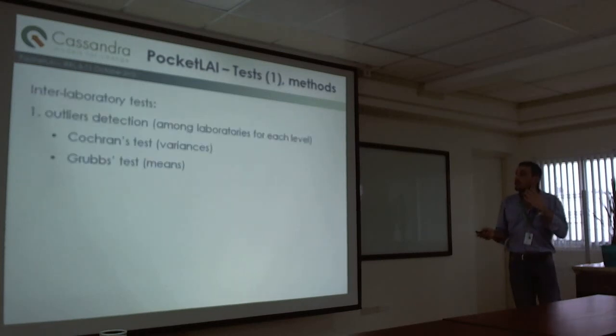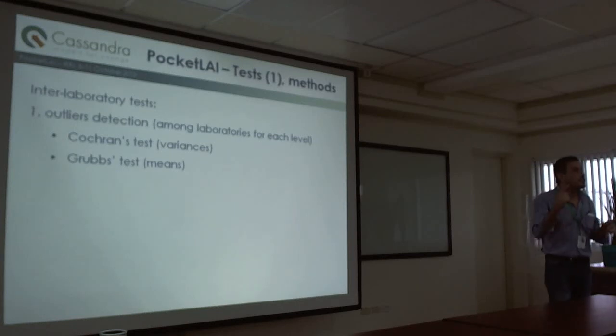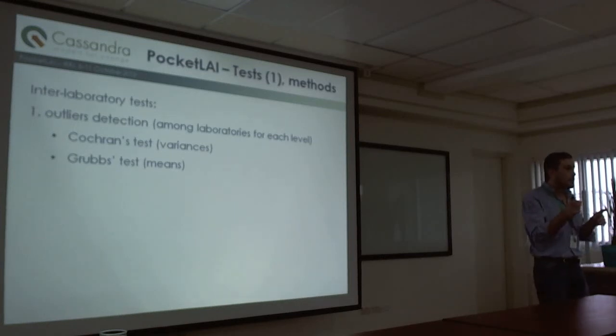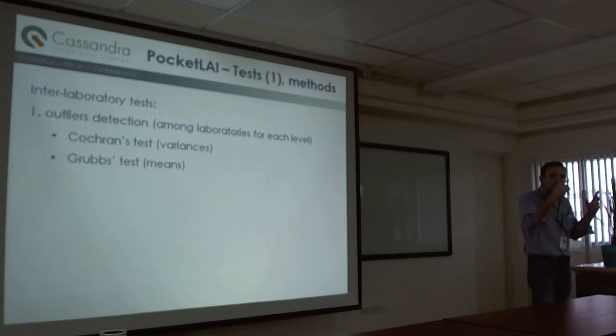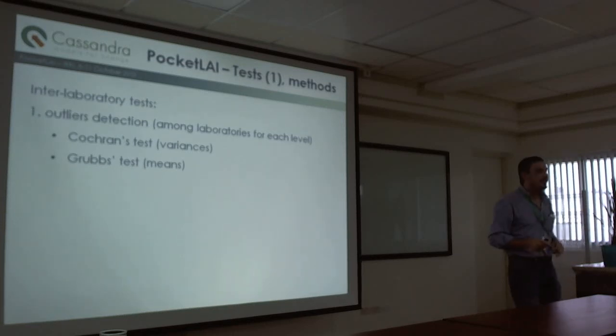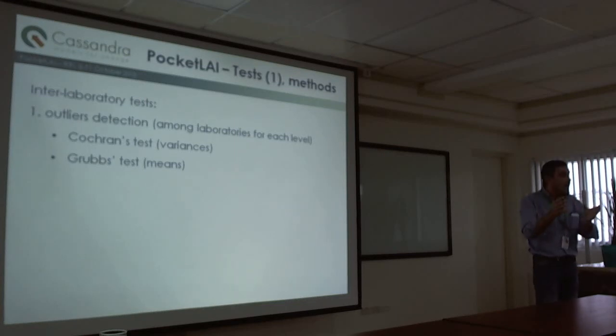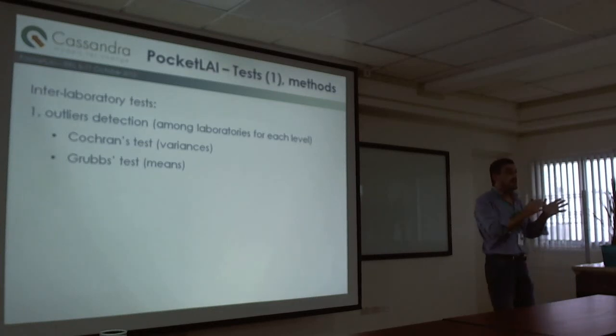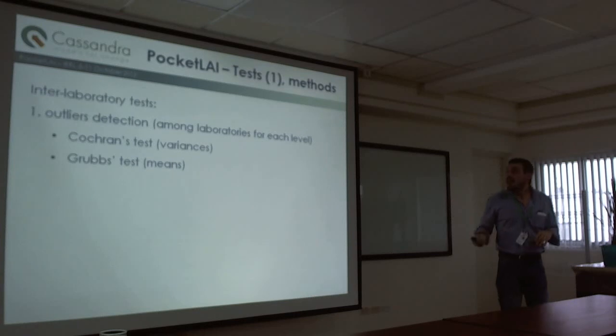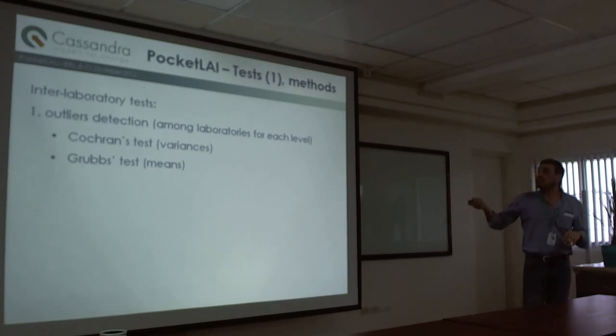So, first, for the interlaboratory test, in order to avoid that the effects of the operator affect the results, maybe there is one of the students who is not so enthusiastic with this work, and so, okay, let's do this measure. In this case, to avoid that this behavior affect the final values, first you have to detect outliers in your measurements. And so for each level, which in our case is different plots with different sowing density and different dates, for each laboratory you detect outliers on variances and on means.